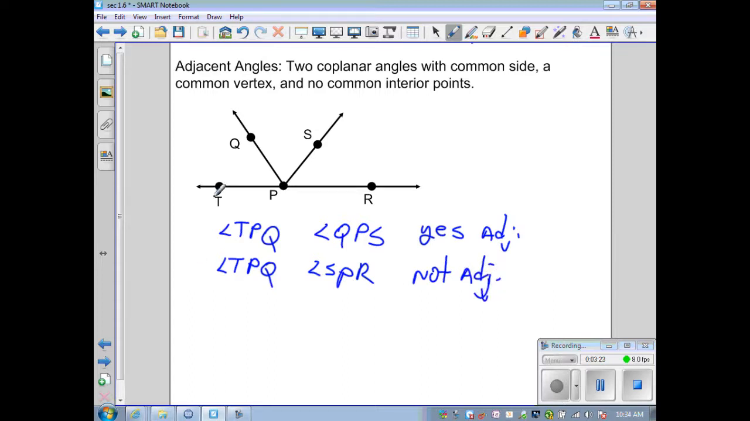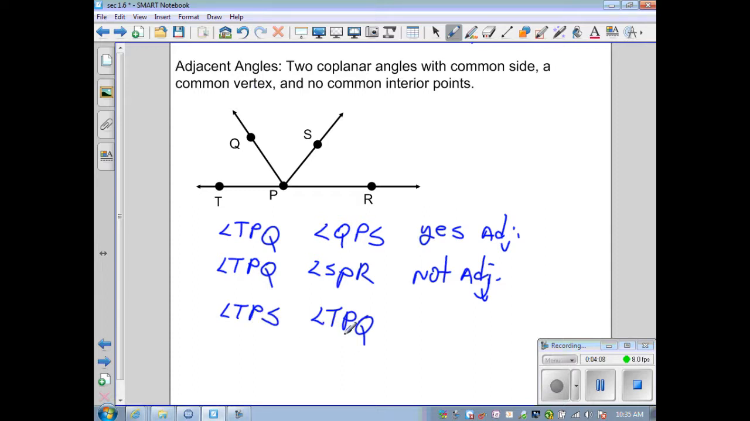Let's take a look at another example. Here I have angle TPS. And I want to see if that angle is adjacent to angle TPQ. Going back through our definition, are the two angles coplanar? The answer is yes, they're in the plane of the whiteboard. Do they have a common side? They both have side PT. And they also have a common vertex. The vertex is point P.